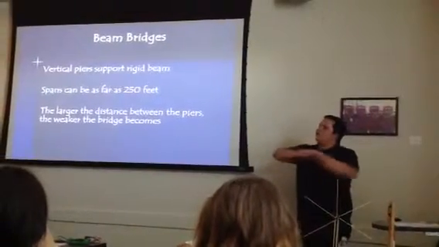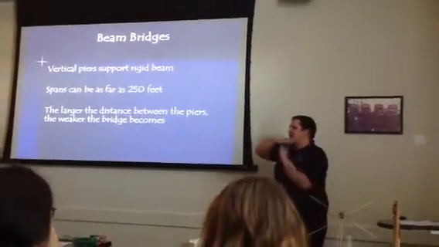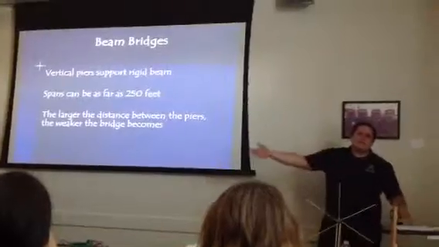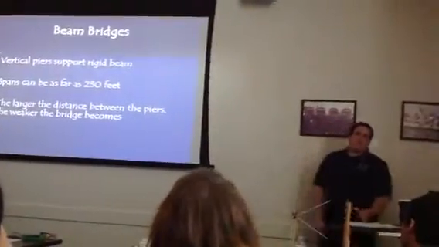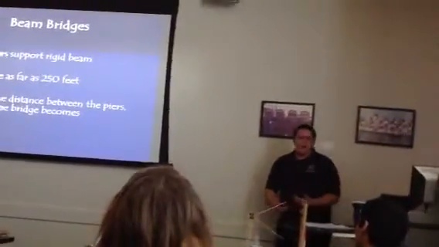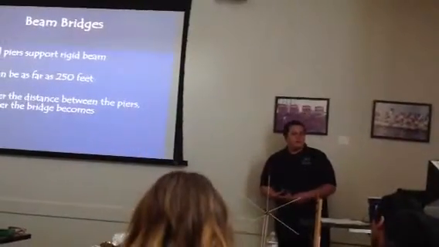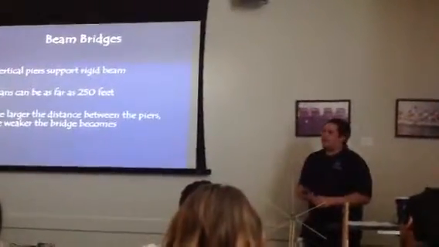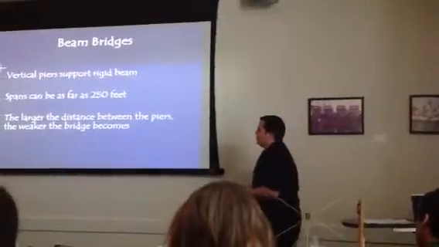So we have a flat surface, which is going to be like a roadway, and then we have vertical piers that occur every so often, and these have spans up to 250 feet, so not very far, almost the length of a football field, and the larger that distance between those piers, the weaker the bridge becomes.